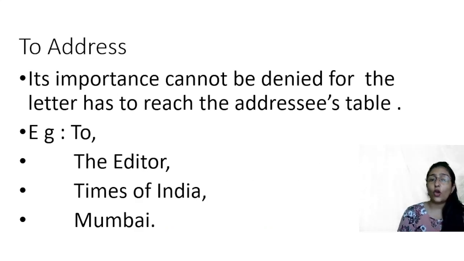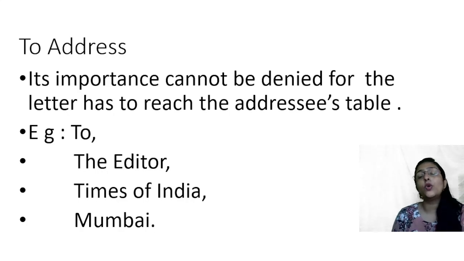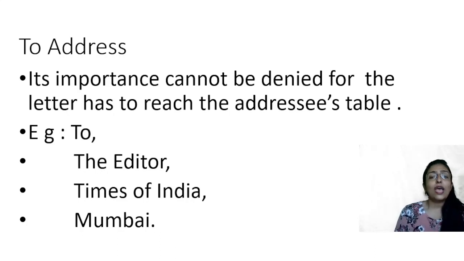The next important component is to address. We, of course, cannot deny to address because the letter has to reach the addressee's table. I hope you know what an addressee is. Someone to whom the letter is sent is called an addressee. As you can see here, if I want to send a letter to the editor, Times of India, the first is to, comma, the editor, the name of the newspaper, and the name of the place.